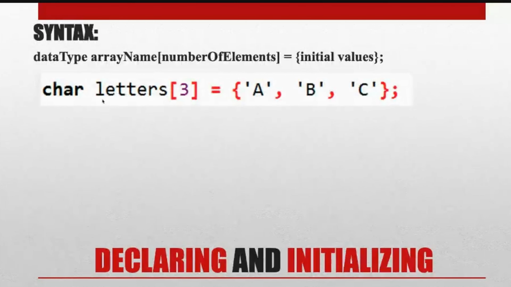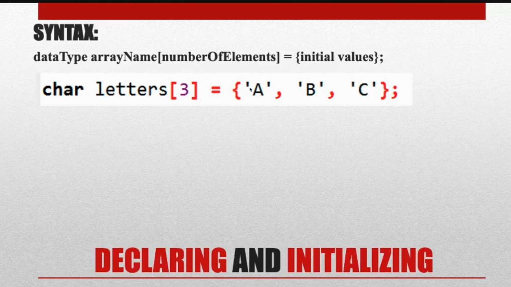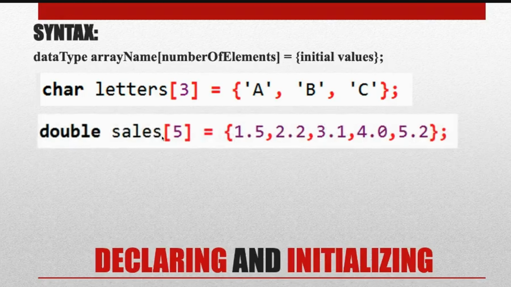Okay, so declaring and initializing. So let's say for example, char letters with 3 elements. Ibig sabihin para tayong merong tatlong variables. Tatlong variables na letters. Ano yung laman nila? A, B, and C. Double sales with 5 elements. Para tayong merong sales na variable, na 5 na variables. Ano yung values nila? This is the first element, 1.5, 2.2, 3.1, 4.0, 5.2. Again, with the same data type dapat yung mga yan.